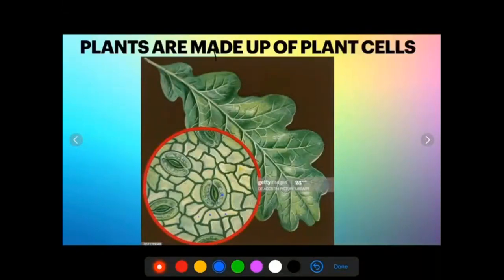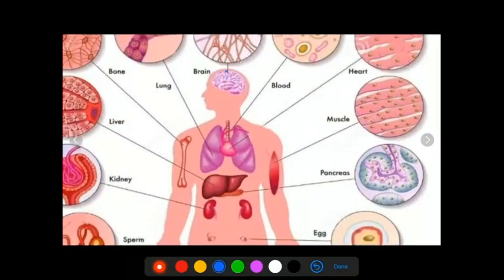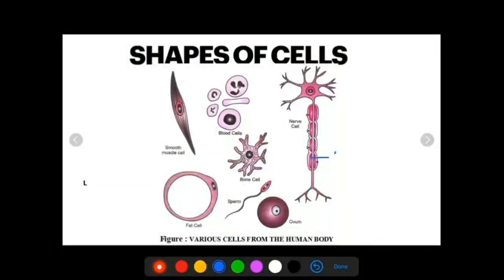If you observe a leaf, you'll observe structures like this. These are the cells. This shape of cell is different. If we see cells of human body, the blood cells, they have a different shape. The brain cells, they have a different shape. So here we see a difference that all the cells are not alike. They are different.